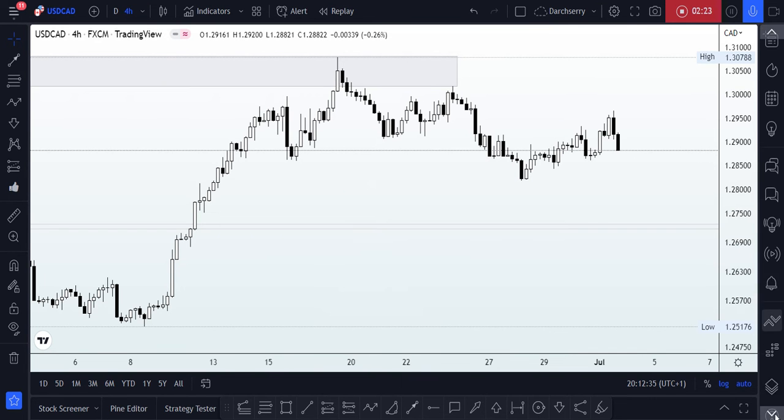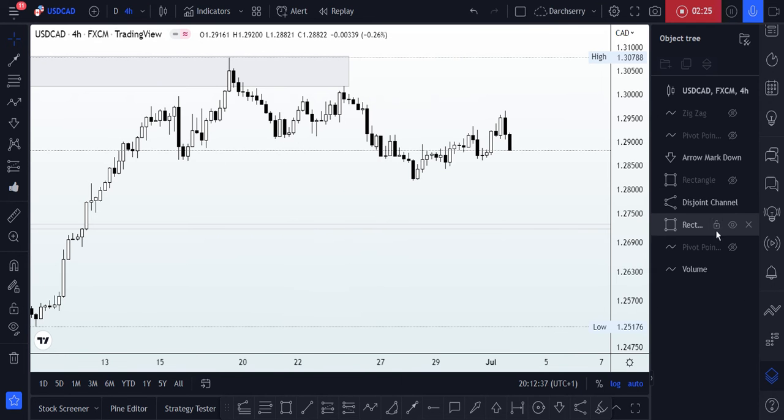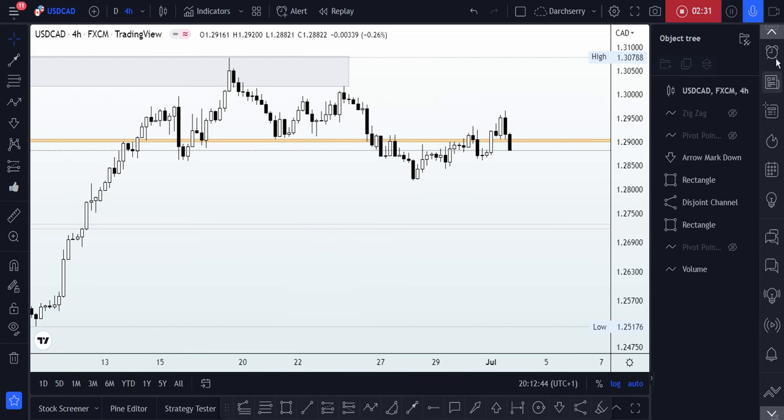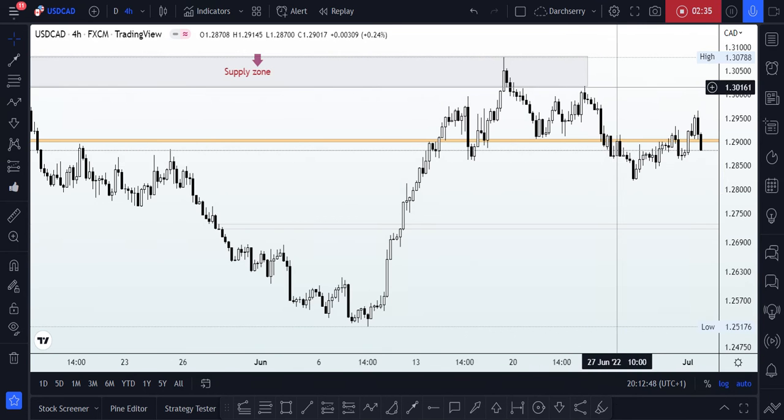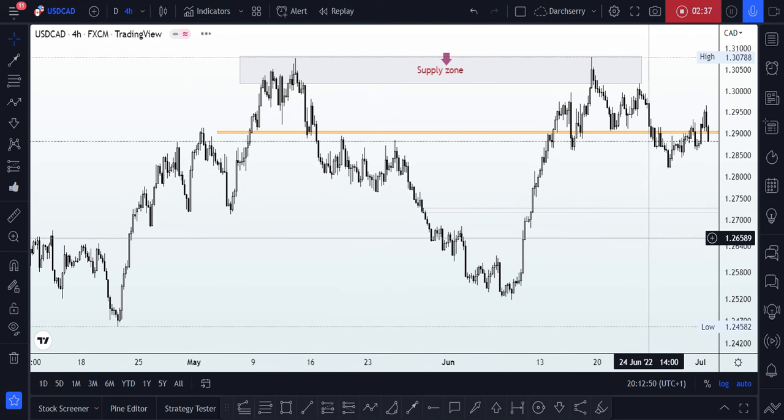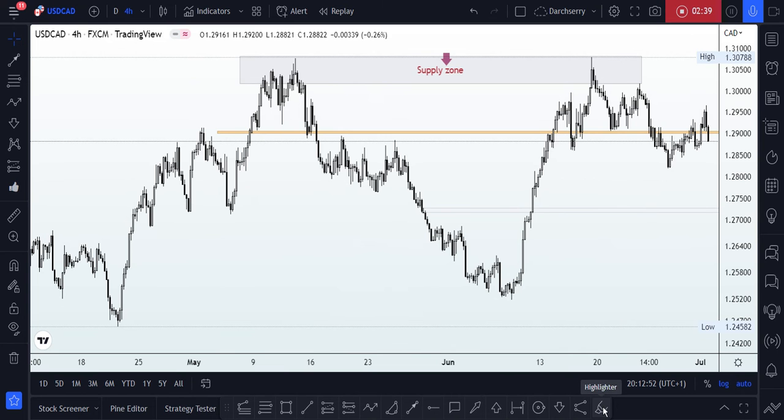So the first thing I did here is to identify a key level, which was identified at around 1.29 area. And the reason why that is, if we look left, we can see our price has respected that level, and how that level has been a major determinant of price action in the last 1 to 2 months.